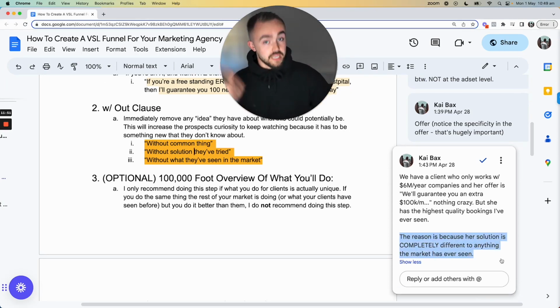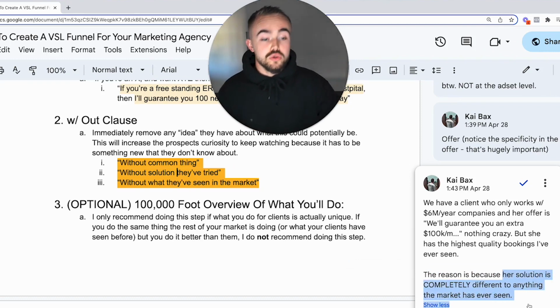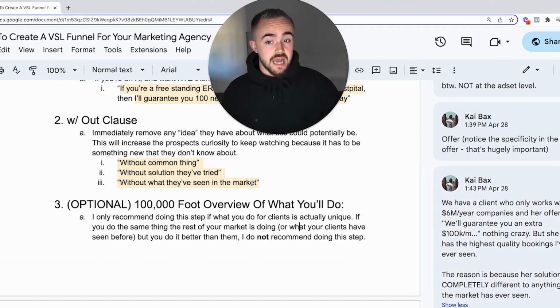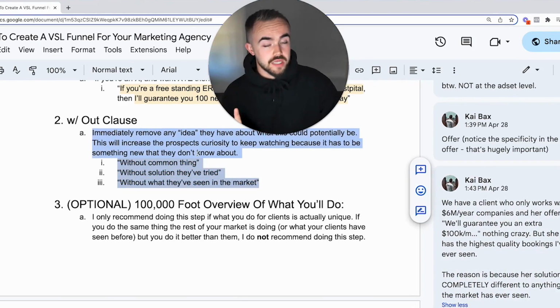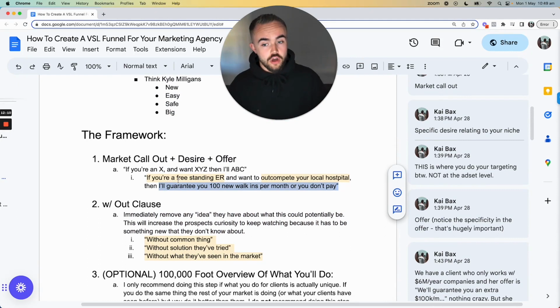The reason he did that, and everyone else with her offer in particular does it, is because her solution is completely different to anything that the market has ever seen. And we use things like this in the lead of our ads and of the VSL to hook them in. If you have a good offer, perfect. We need a good offer, but also the solution that you're providing also needs to be an attraction point. And that's how you're going to get a lot more people coming through as well.